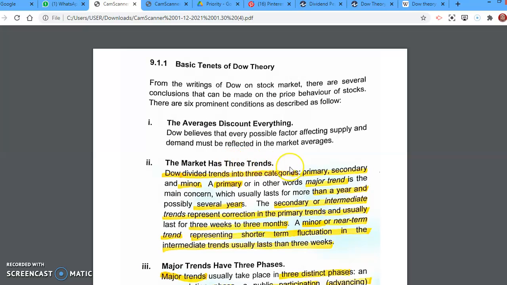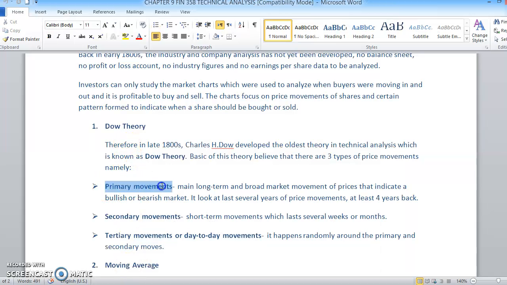Second, the market has 3 trends. According to the Dow theory, there are 3 trend movements, which are primary, secondary and also minor, which I already stated briefly in my notes earlier. Yes, this one. So the price movement has 3: primary movement, secondary, and also the minor movement.